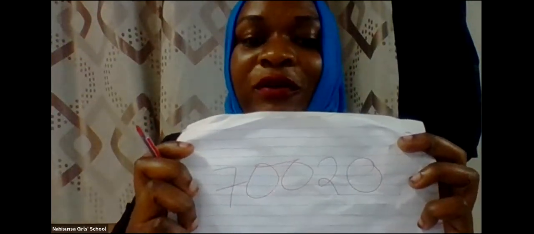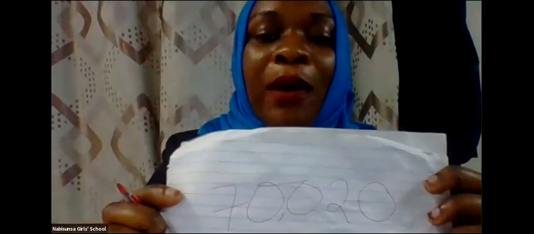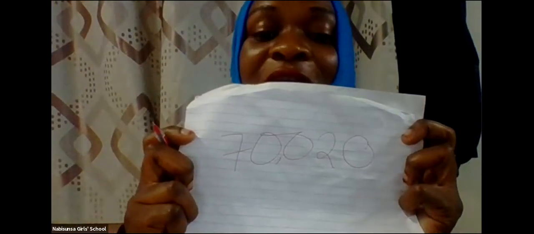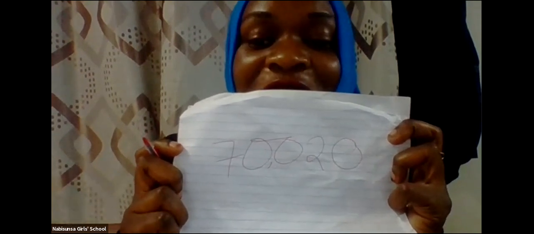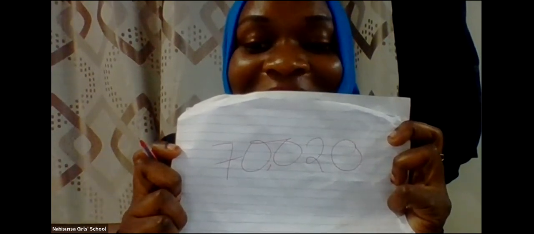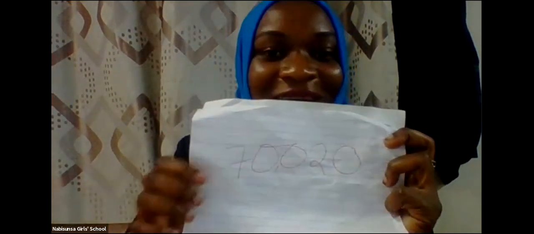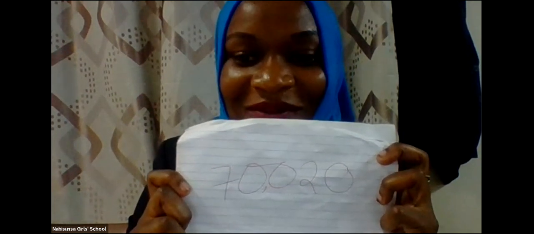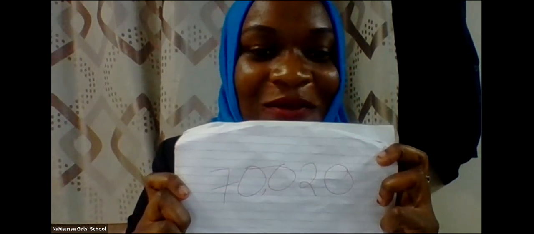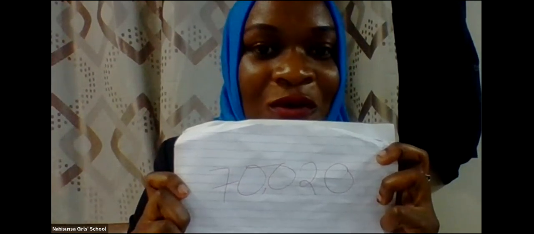Lastly, how about this one? How many significant figures does this one have? This is 70,020. Let me even put a comma. How many significant figures does this one have? Let me allow one person to send me an audio. I'm seeing people sending their responses in the chat. Thank you. Let me hear from you.